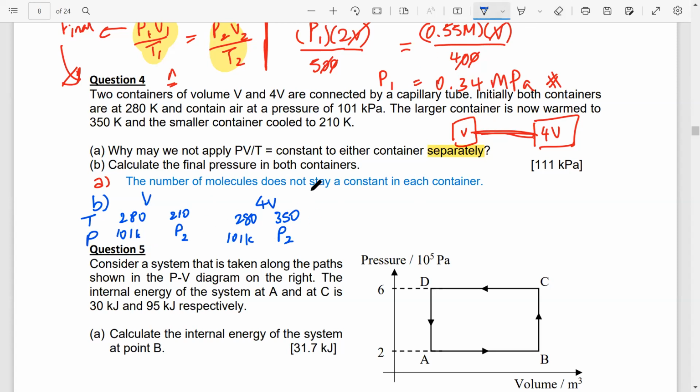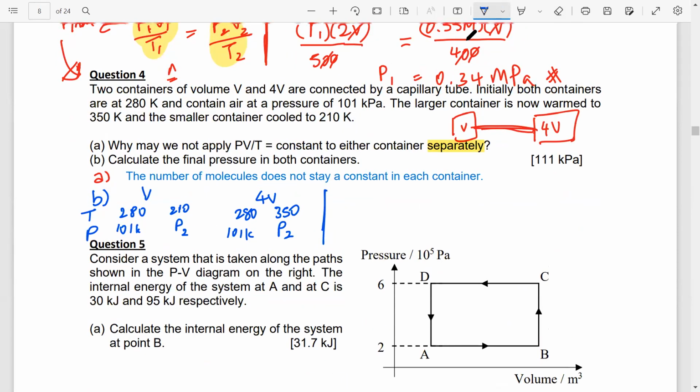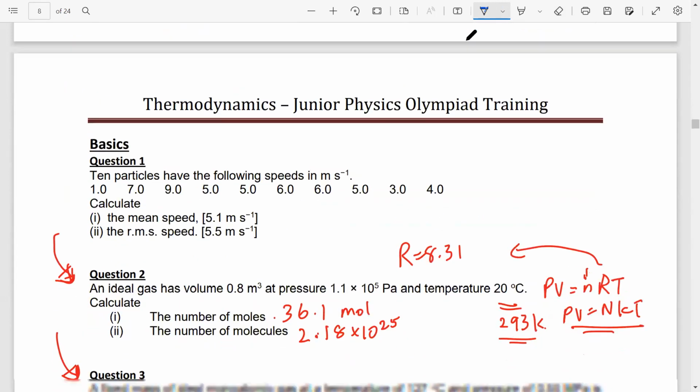Okay, so what happened is that N1, the initial, okay, let me just change the formula a little bit. We know that PV equals to nRT. Okay, let's just use this blank space here.